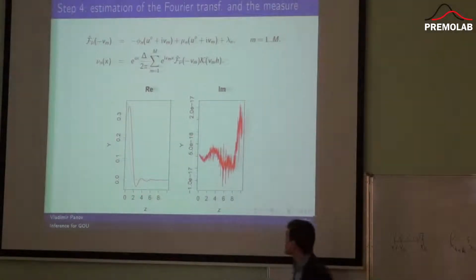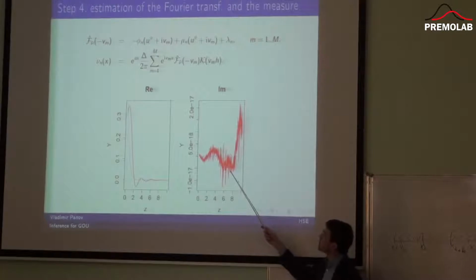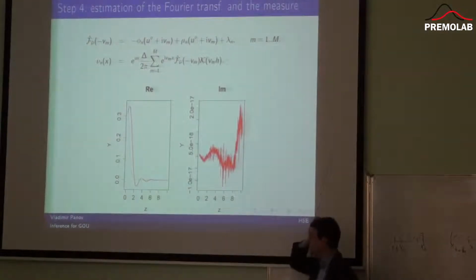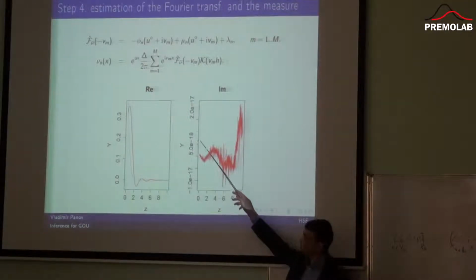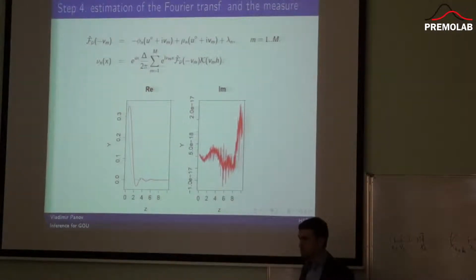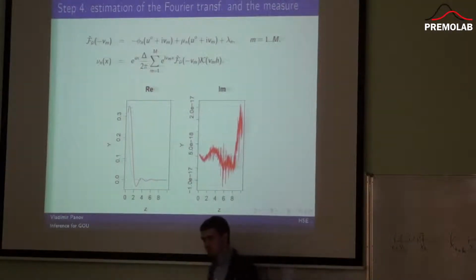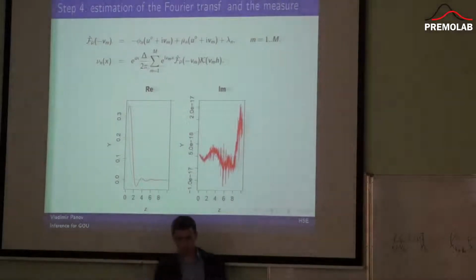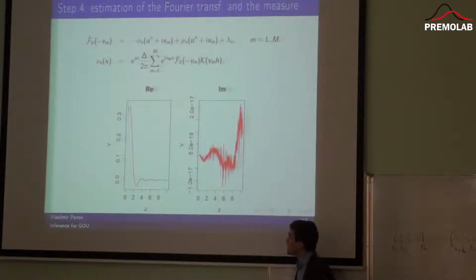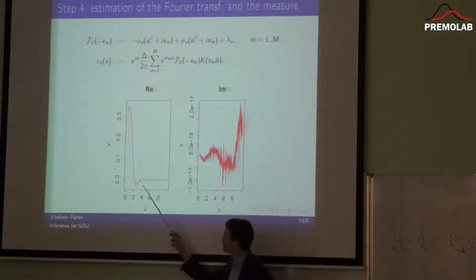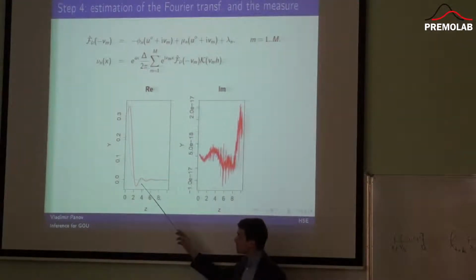But it turns out that the imaginary part of the right-hand side of this equality is very, very small. It is 10 to the power minus 18. Therefore, we can skip the imaginary part and hope that our estimator works also quite well. So actually, the real parts are given on the left picture.